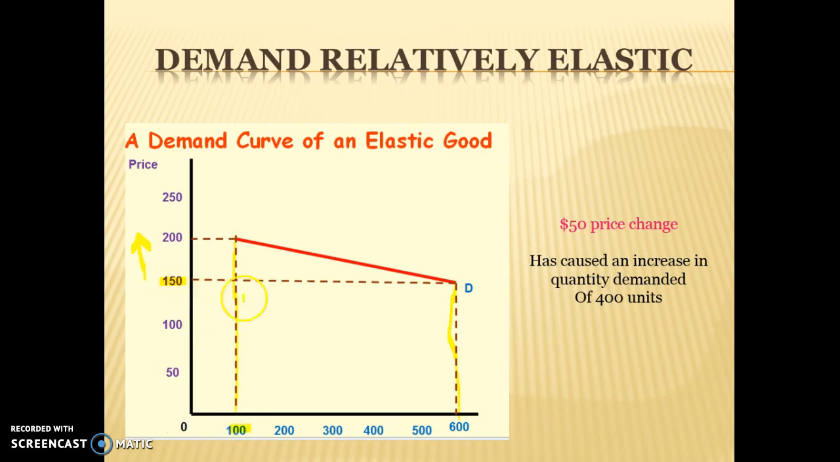So at a price of $150, we sold 600 units. At a price of $200, we're only selling 100 units. Okay, so a decrease in price of 50 has caused an increase in demand of 500 units, or an increase in price of 50 has caused a decrease in demand of 500 units.